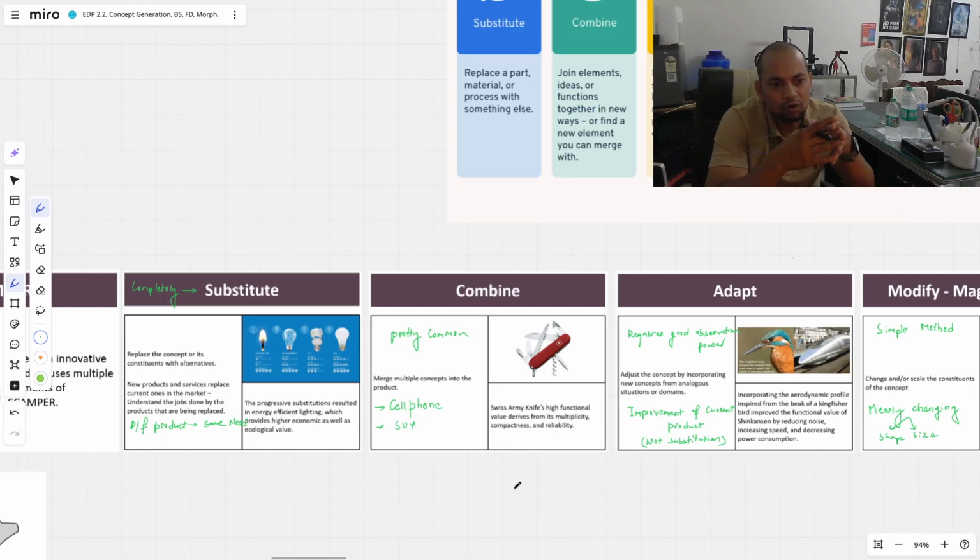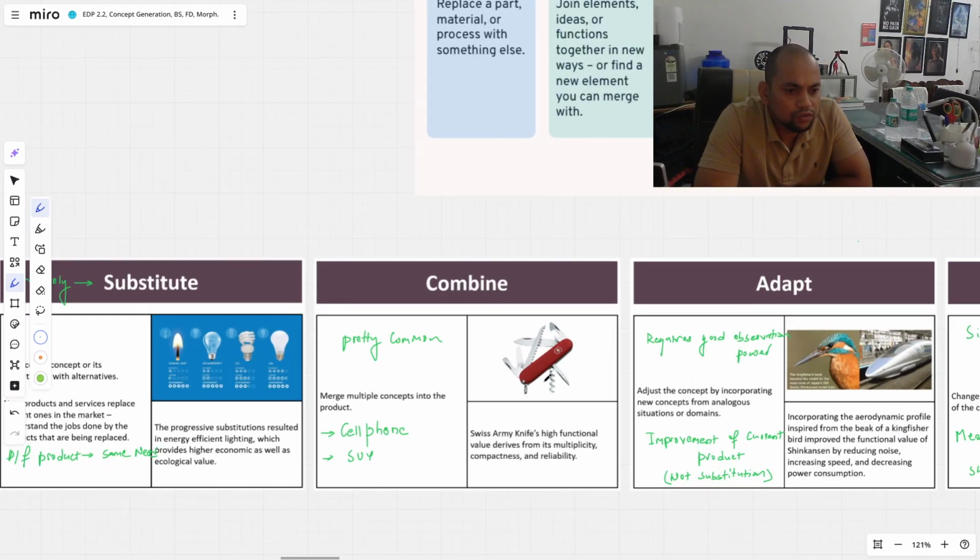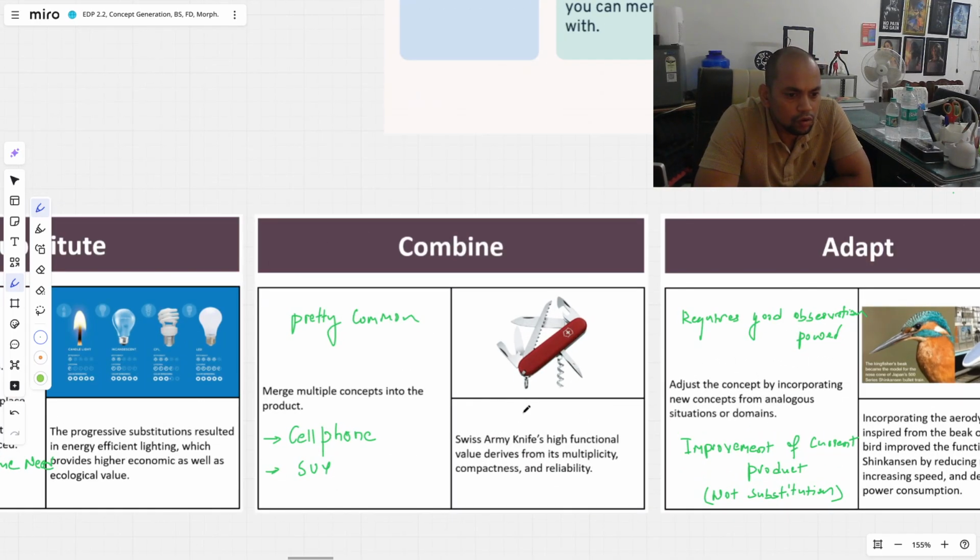That is, not solving anyone else's problem but your own problem also. So these are just different ways of thinking which can be used on the problem at hand. Okay, in this example you can see the combination, how the knife has combined different uses.